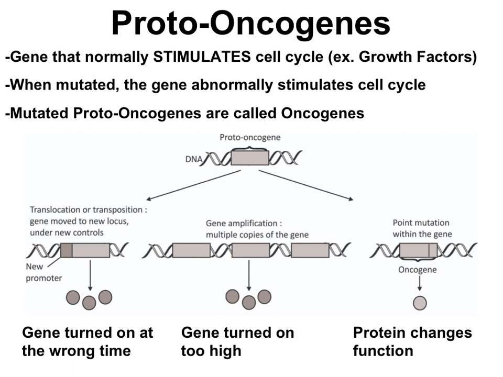Finally, a mutation can cause the oncogene to change function. For example, imagine if a mutation caused a growth factor to irreversibly bind to a growth factor receptor. In that case, cell cycling would be turned on all the time, and that would be a big problem.